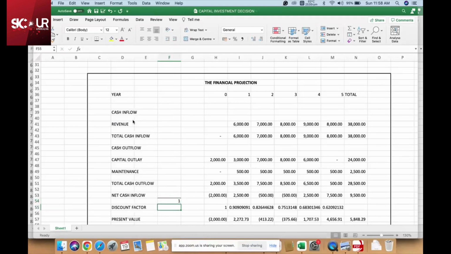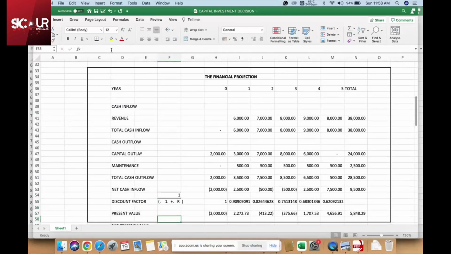1 plus R to the power of the year. We will use the small r to represent the cost of capital.